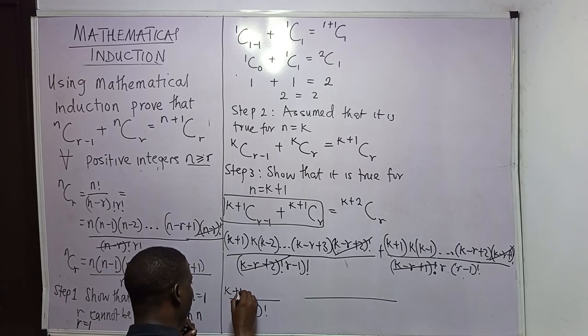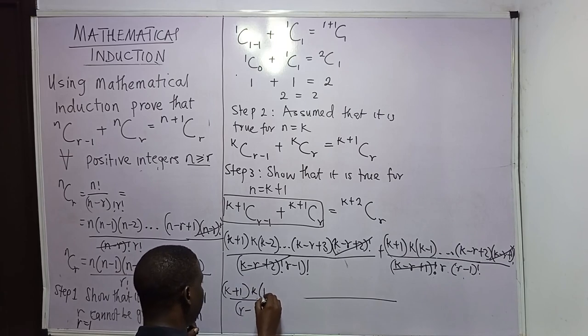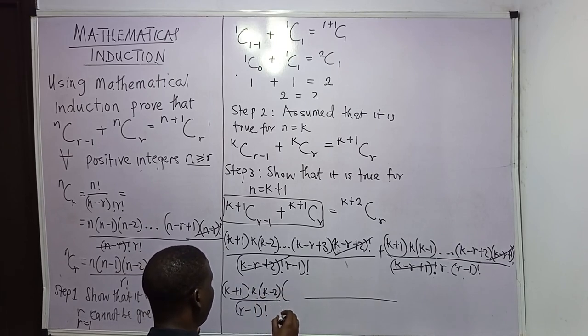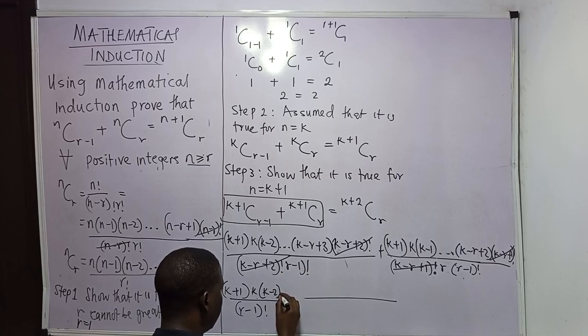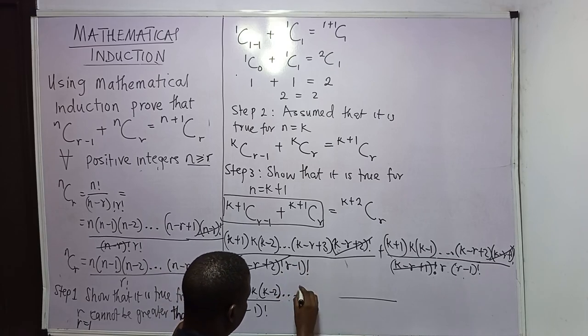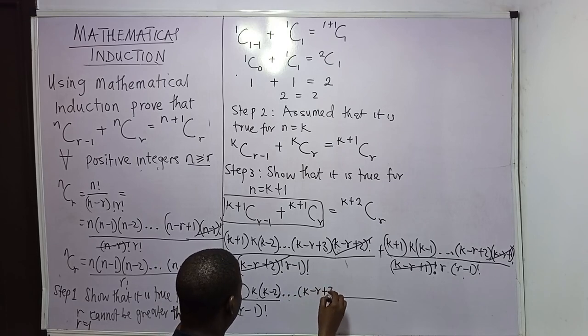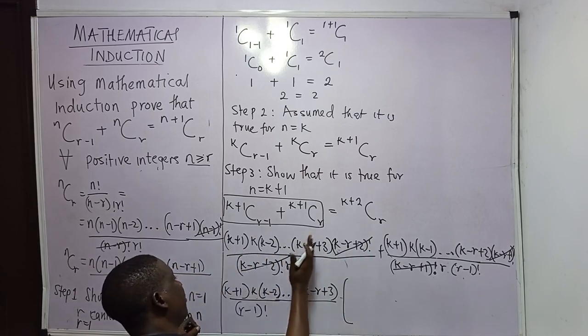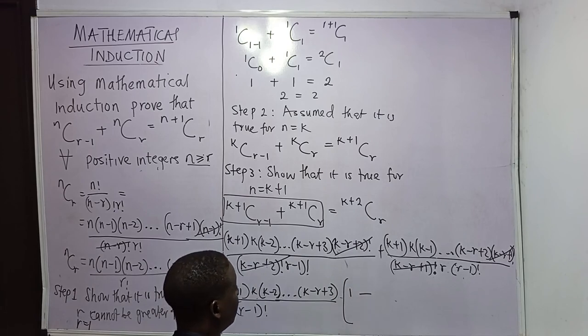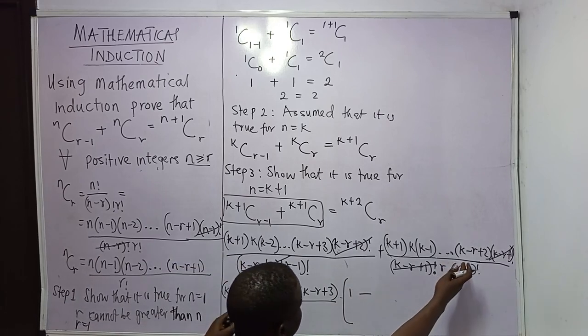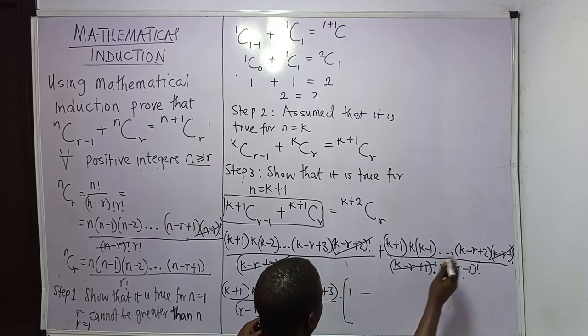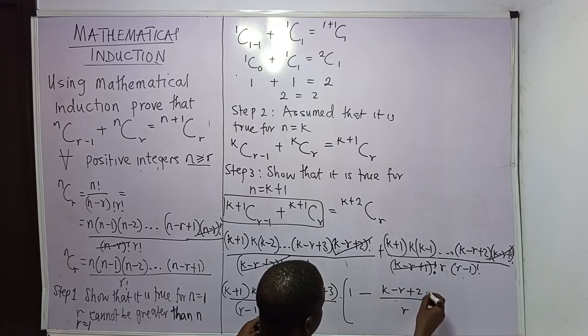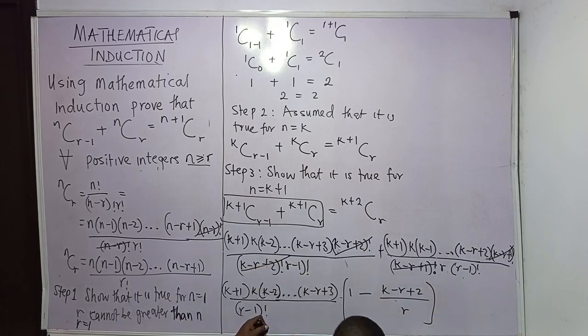So we have k plus 1, k into k minus 2 into bracket, sorry, then dot dot dot, then k minus r plus 3. That's what we are going to have as factors there. Open bracket. If you remove everything, what remains here is 1. If you remove the other ones, what we have here is k minus r plus 2 all over r. That's what we are going to have.